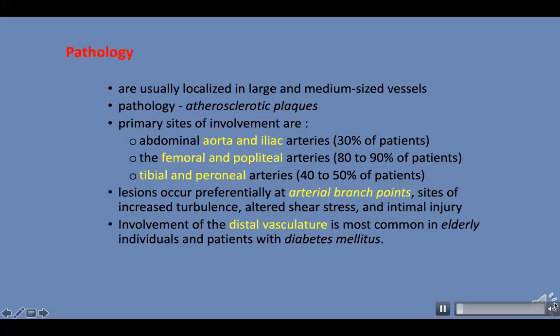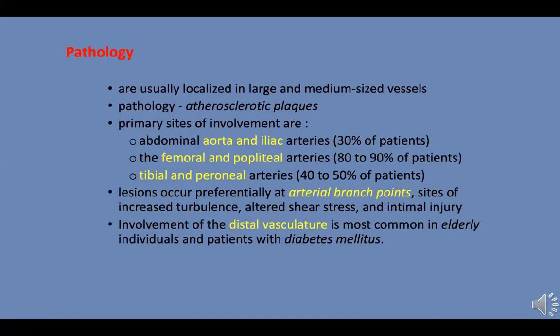Atherosclerotic plaques are usually localized in the large and medium-sized arteries. The primary sites of involvement are abdominal aorta and iliac arteries in 30% of patients, femoral and popliteal arteries in 80 to 90% of patients, tibial and peroneal arteries in 40 to 50% of patients.